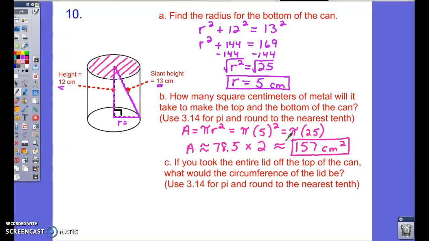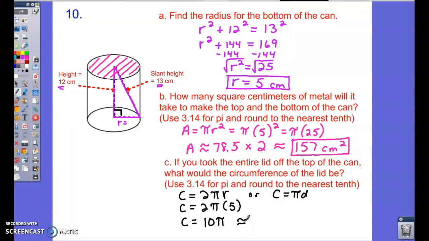And then with letter C, if you took the entire lid off of the top of the can, what would the circumference of the lid be? Well, we have two formulas for the circumference of a circle: 2 times pi times r, or pi times d, since the diameter is simply equal to 2 times the radius. On this particular problem, since we calculated the radius to be 5, I'm going to go ahead and use the first formula. That gives me a circumference of 10 pi, which I'd then substitute in 3.14 for, and I'd get a circumference of 31.4 centimeters. Okay, that takes care of number 10.